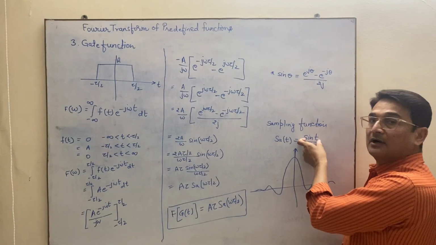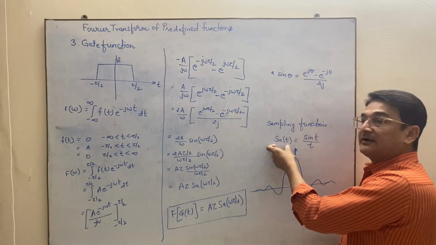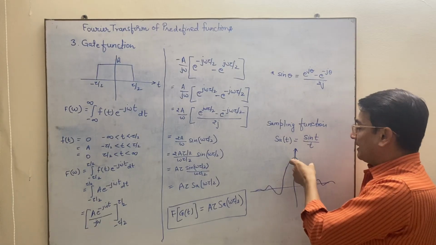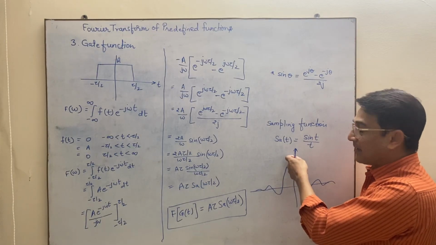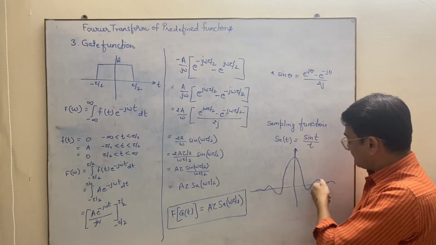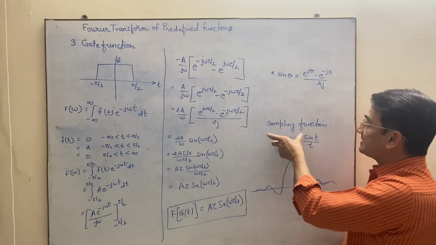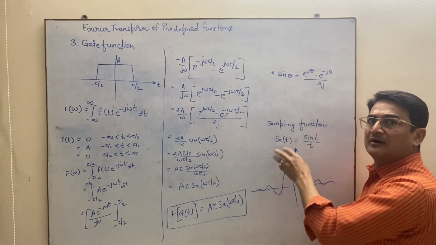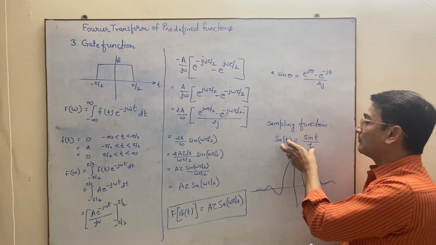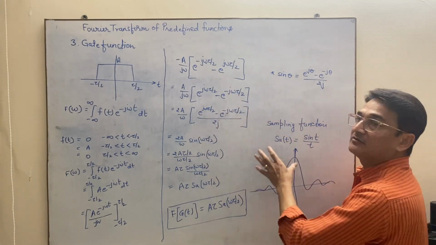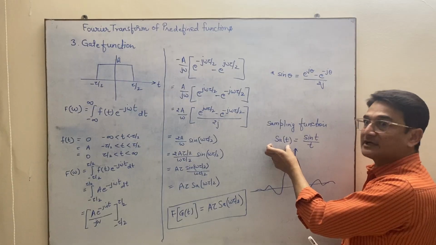If you have a quantity like sin t upon t, then you can write it in the form of the sampling function. And the graphical representation of the sampling function is this. It will give the maximum value at 0 and then it will start decreasing on both ends. So this is nothing but a sampling function. In future we will also discuss something more about the sampling function. For the gate function, this much is sufficient, that sin t upon t is nothing but sampling of t.